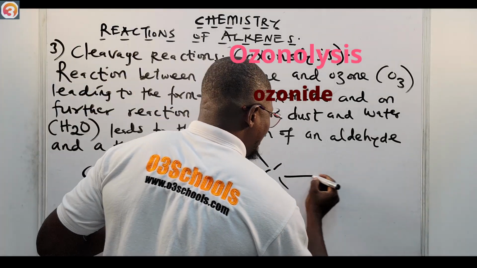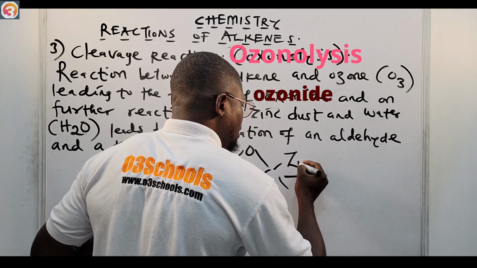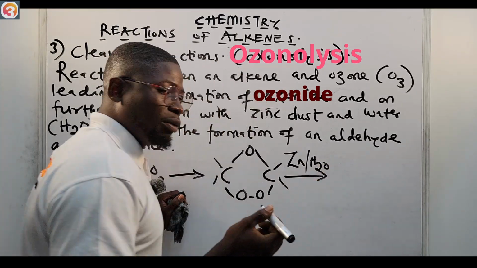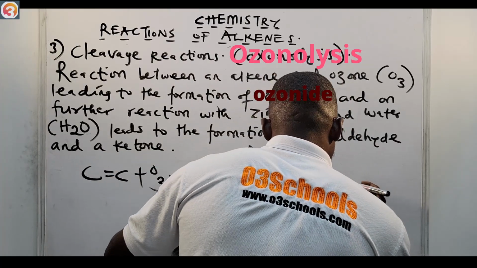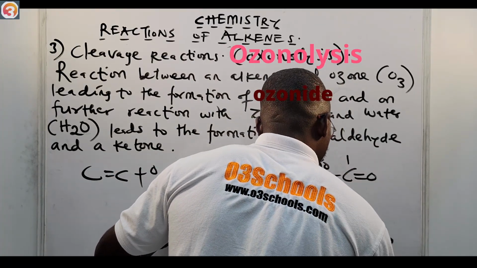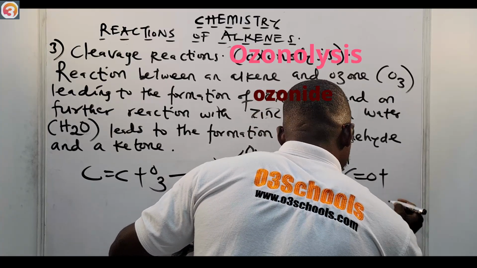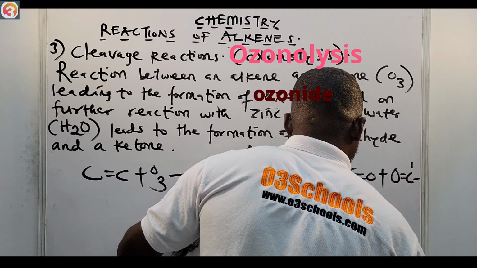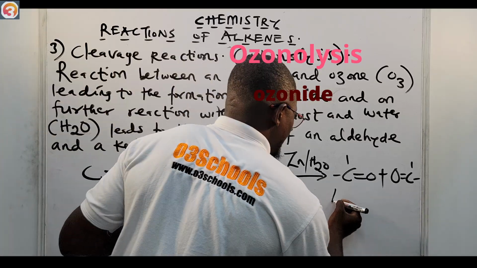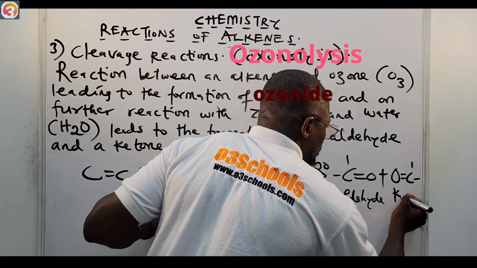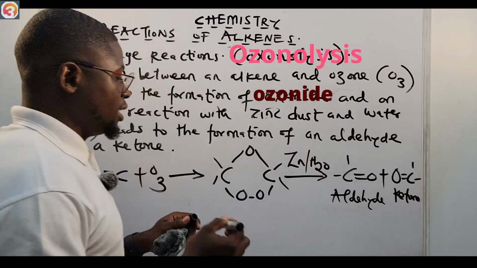But on further reaction with zinc dust and H2O, this leads to the formation of an aldehyde. An aldehyde is CHO. Then plus O double bonded to C. So this is an aldehyde, and this is a ketone.